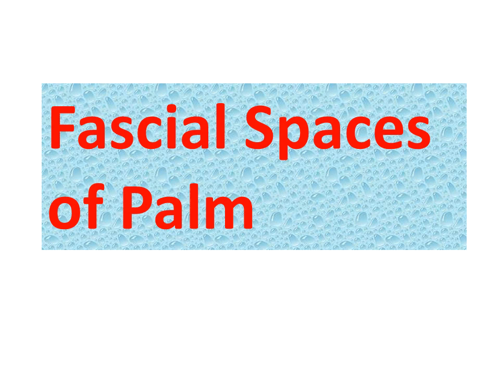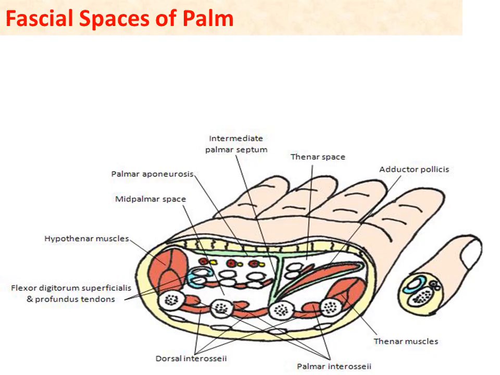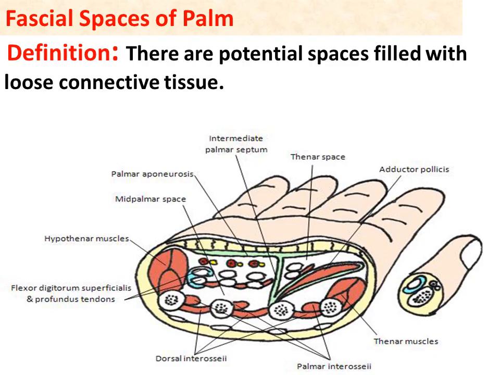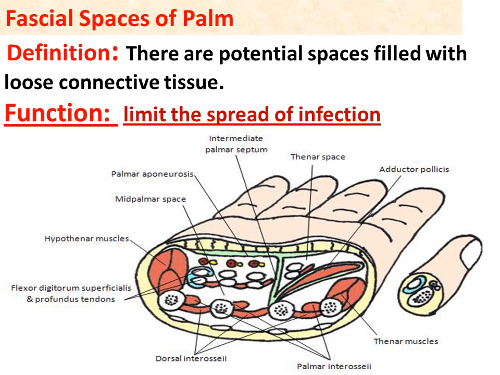We have finished the fascial compartment, and let's study the fascial spaces of the palm. What is meant by fascial spaces of the palm? They are potential spaces filled with loose connective tissue. What is the function? Its function is to limit the spread of infection.